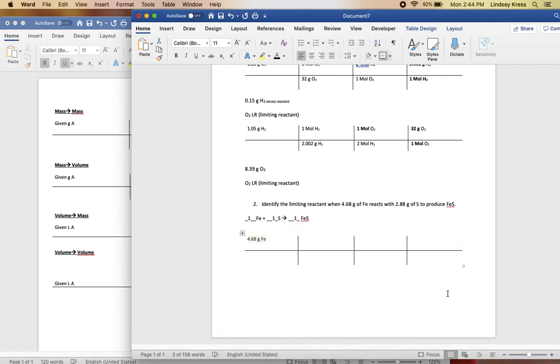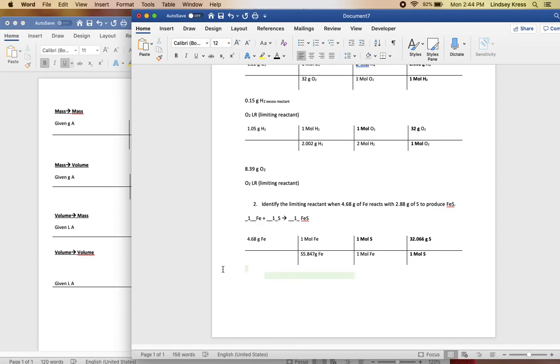So I'm starting with what I have. I need my formula mass in grams for iron, which goes to 1 mole of iron. I have to go from moles of iron to moles of sulfur, because I need to figure out how much sulfur do I need if I use all of my iron up. Well, guess what? It's a 1-to-1 ratio because of the balanced equation, which is nice. 1 mole of sulfur is equal to the formula mass in grams of sulfur.